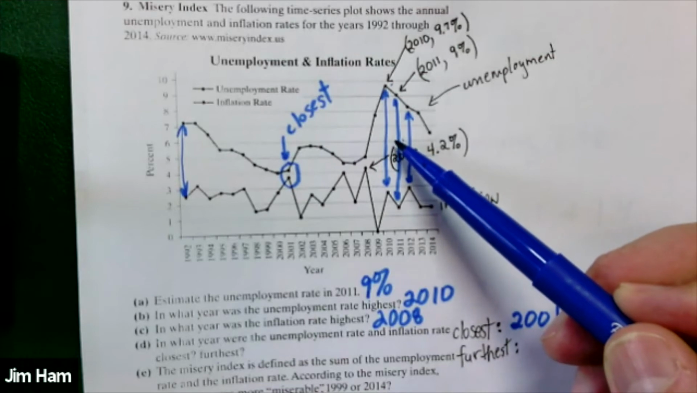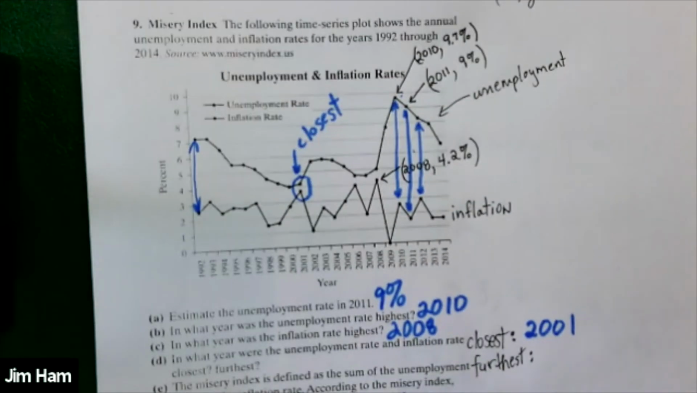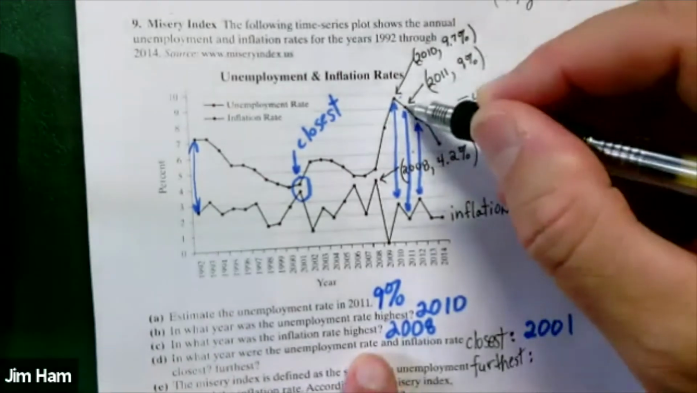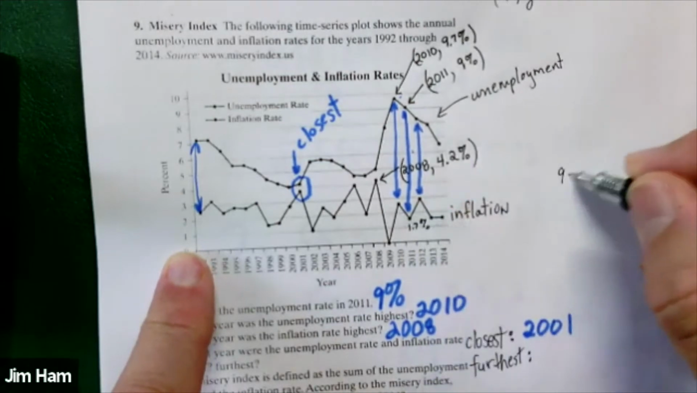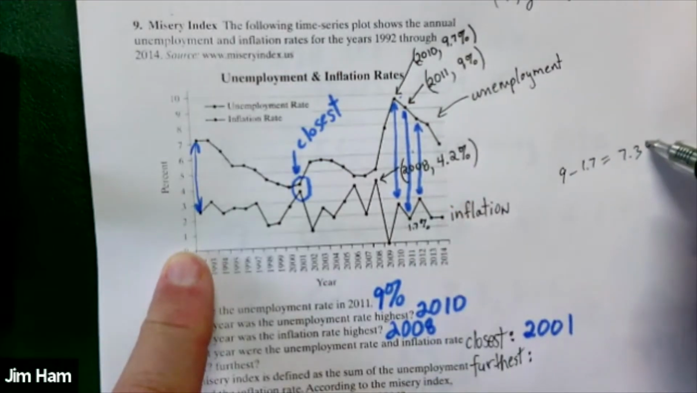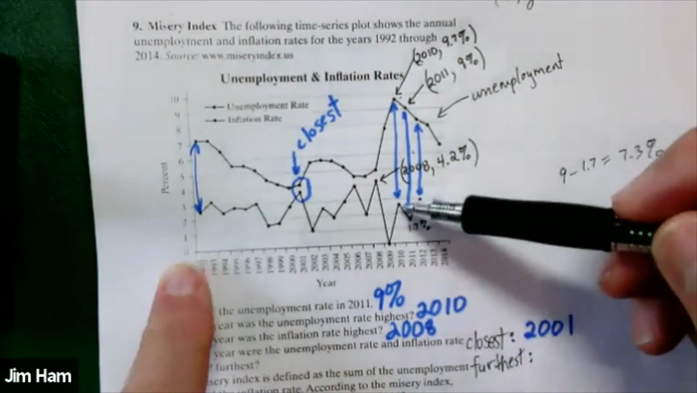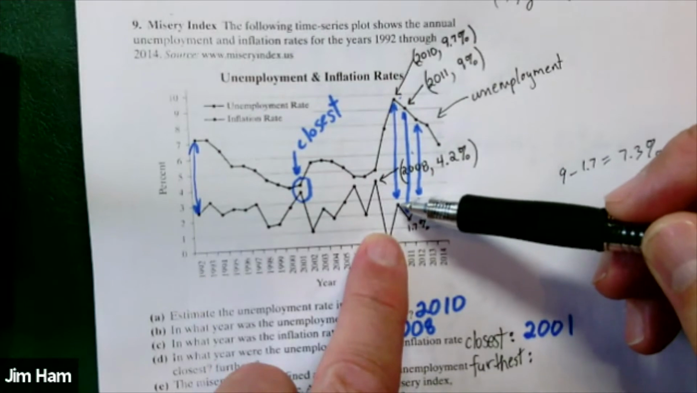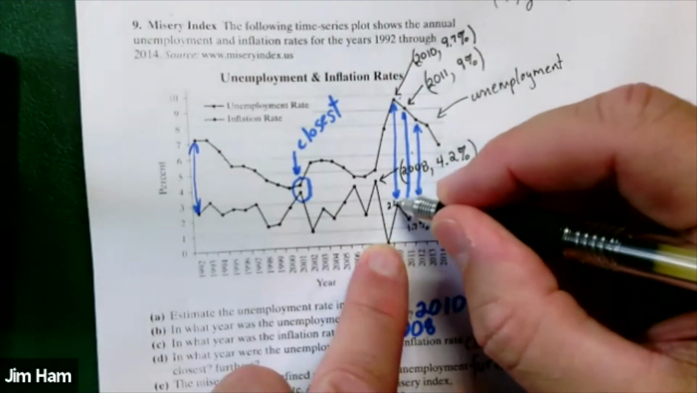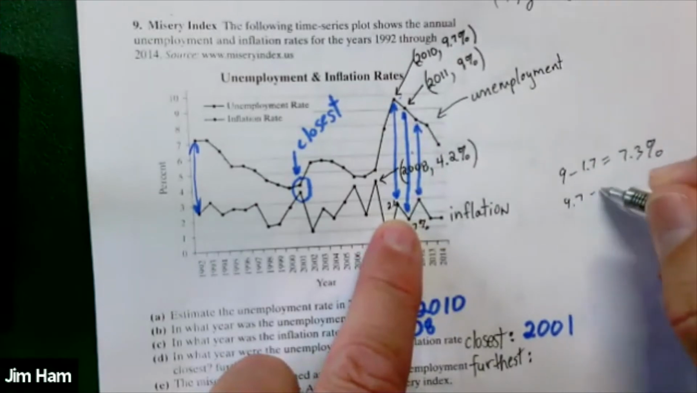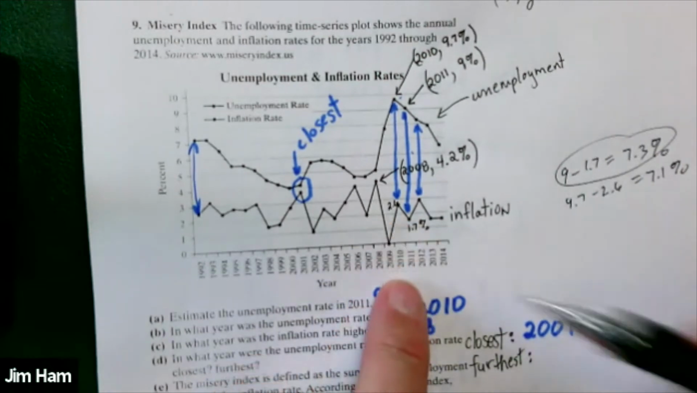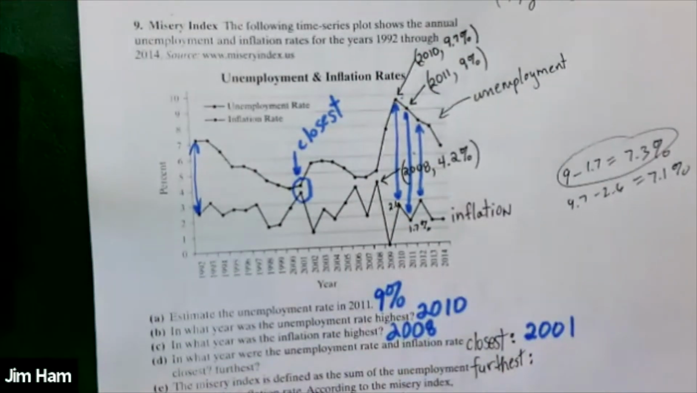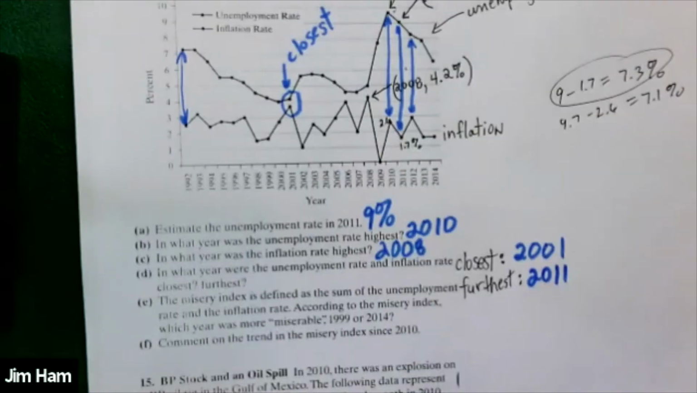And I guess if we wanted to be precise, we already have this one at 9, and this one is what, 1.7? So 9 minus 1.7 is 7.3%. And if we do this one here, that one looks to be about 2.6. And from 2.6 to 9.7, you get 7.1. So I'm going to say the furthest is this year right here, which is 2011. A lot of times you can tell just by looking, but those two were very, very close.